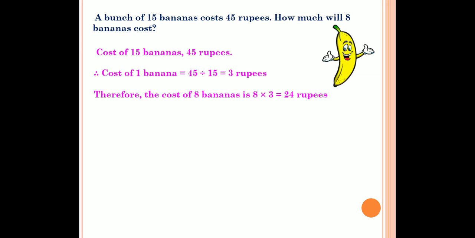So what did we do? First we divided and found the cost of 1, and then we multiplied it to find the cost of more, and this is what you call the unitary method.